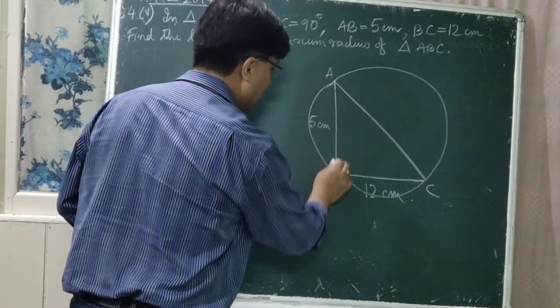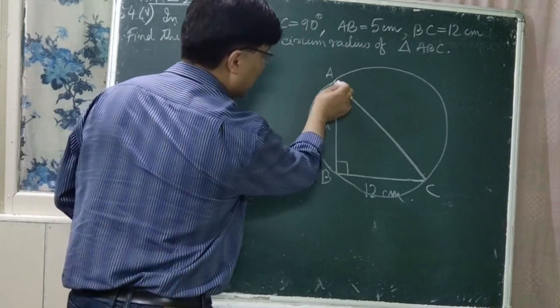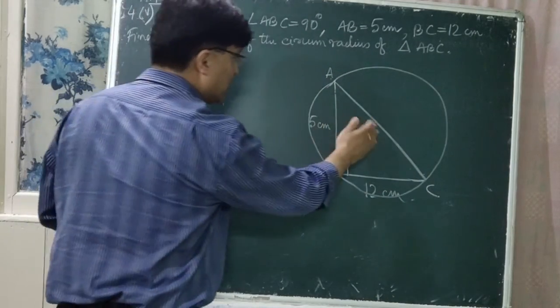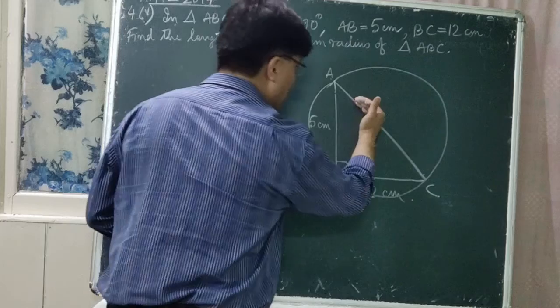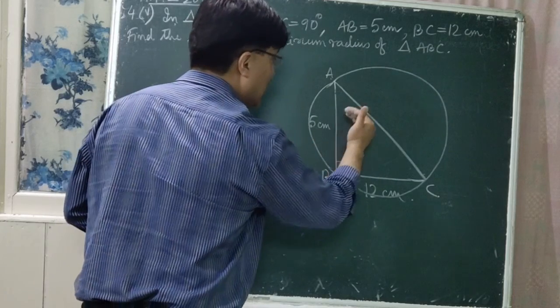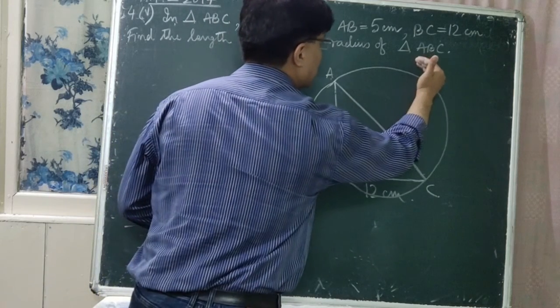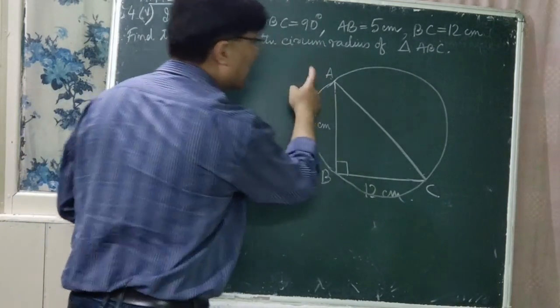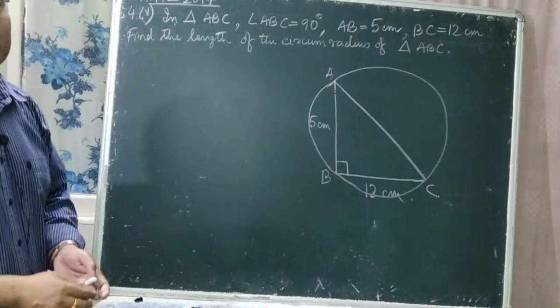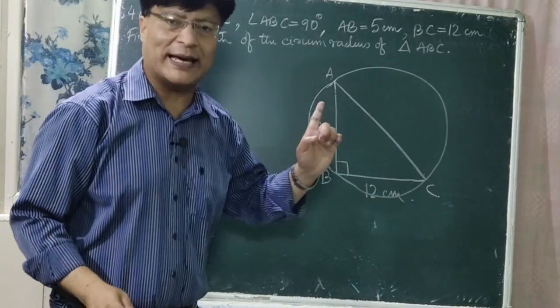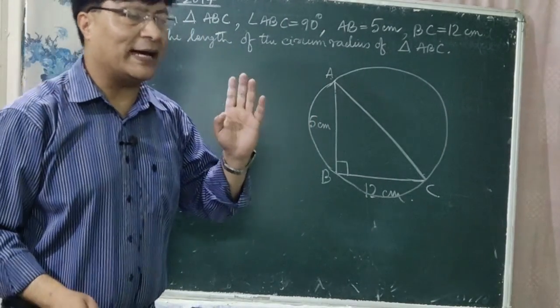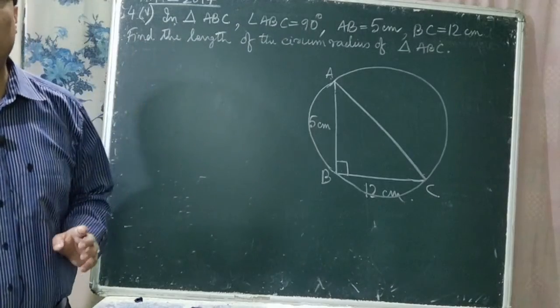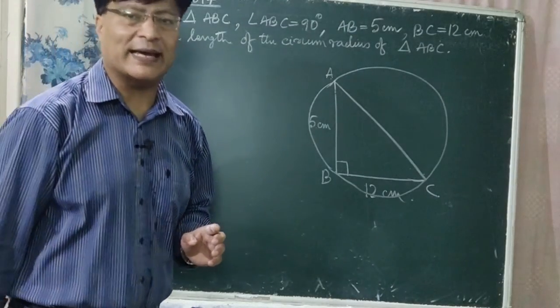Since this angle ABC is 90 degree, that means the circle below this AC will be the semicircle and the circle above this AC will also be the semicircle, isn't it? That means AC is the diameter. That is, AC is the diameter of the circle because we did one theorem that proved that angle in a semicircle is a right angle.